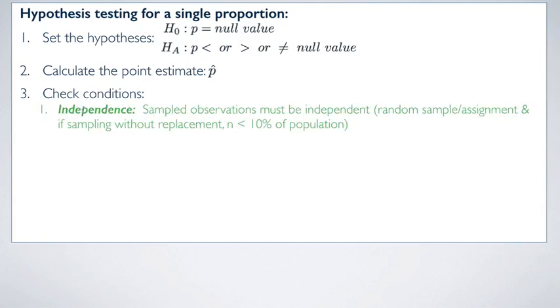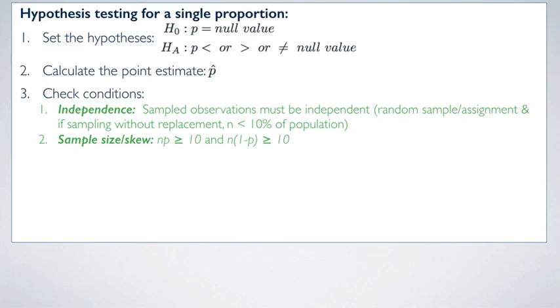The first condition is independence. We want to make sure that the sampled observations are independent of each other. This could either be ensured through random sampling or random assignment, depending on whether you're doing an observational study or an experiment. And if you're sampling without replacement, we want the sample size to be less than 10% of the population. In terms of sample size and skew, we want to make sure that we have at least 10 expected successes and 10 expected failures in our sample.